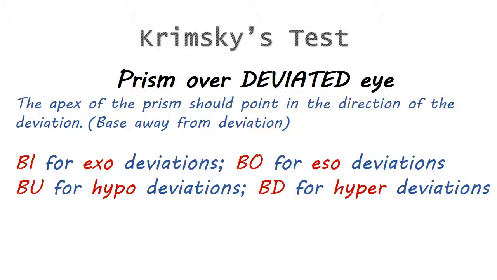For instance, if we have an eye that's deviated temporally, the exodeviation, we're going to point the apex in the same direction towards the temple, which means that the base would be in. Okay, same thing if we have an esodeviation, meaning that the eye is pointed in nasally, the apex is going to be pointed in nasally as well, and the base will be out. It'll be base out. Same thing for up and down.